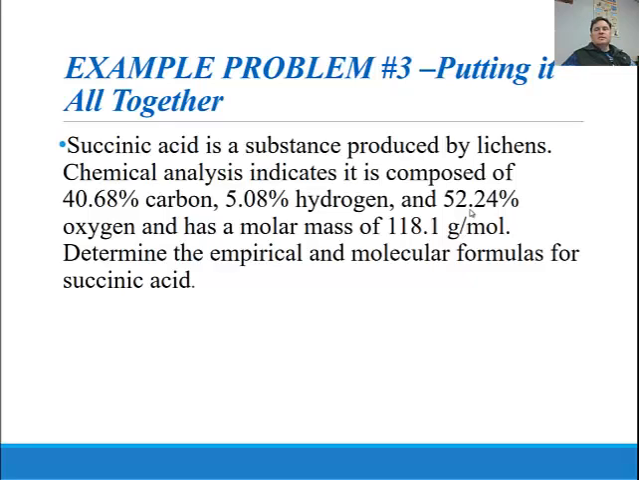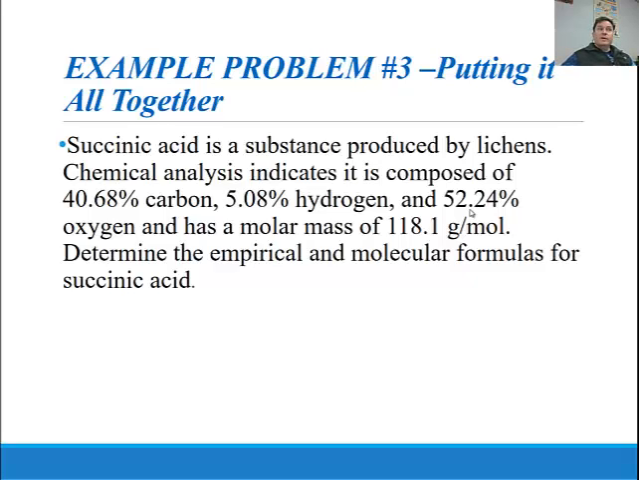Okay, let's put it all together, both empirical and molecular. A problem might look something like this. Succinic acid is a substance produced by lichens. Lichens are a symbiotic relationship. We often see them on rocks. Chemical analysis indicates that it is composed of 40.68% carbon, 5.08% hydrogen, and 52.24% oxygen. It has a molar mass of 118.1 grams per mole. Determine the empirical formula and molecular formula for succinic acid.